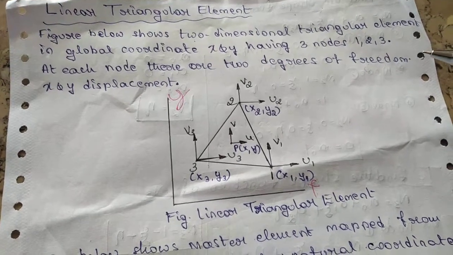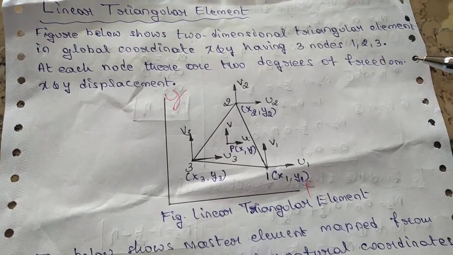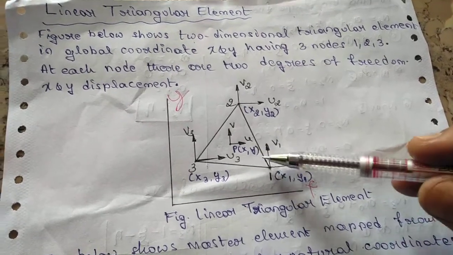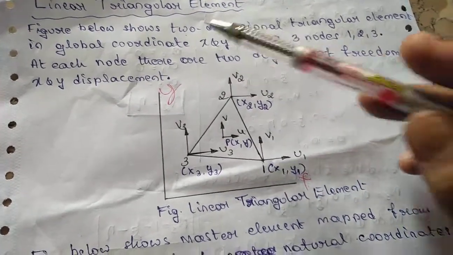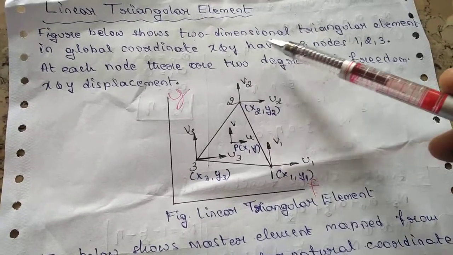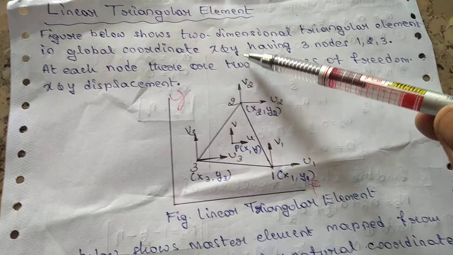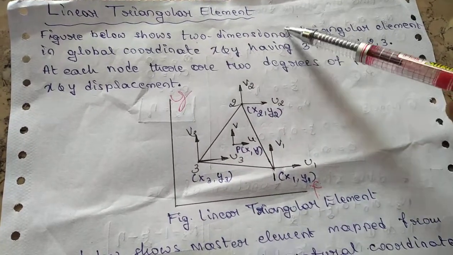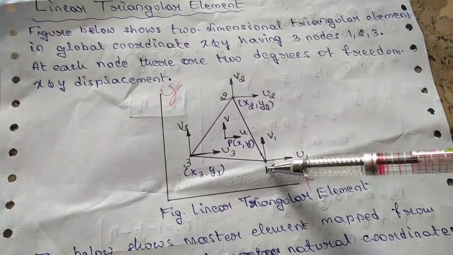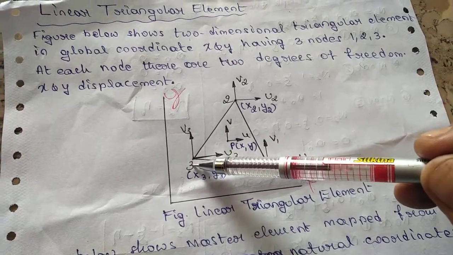Hi friends, this is a derivation regarding the linear triangular element. The triangular element I have given here. The statement is: the figure below shows a two-dimensional triangular element in global coordinates x and y, having three nodes 1, 2, 3. These are the three nodes.